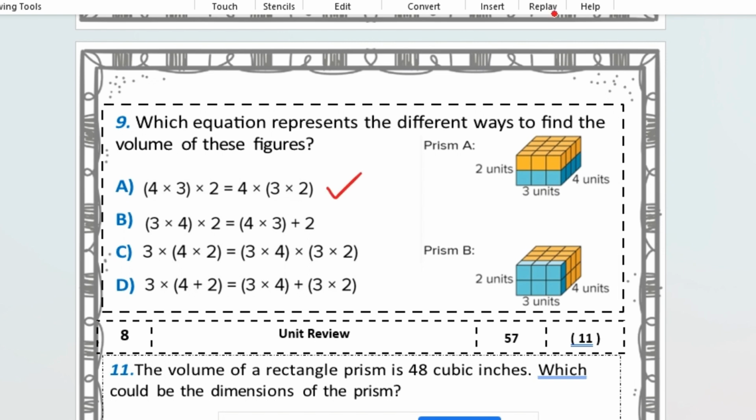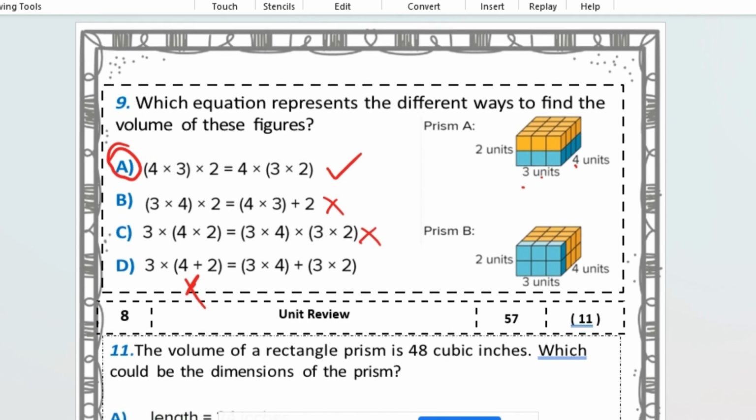Now 3 times 4 times 2, which is equal to 4 times 3 plus 2. This one is incorrect. 3 times 4 times 2 equals 3 times 4 times 3 times 2, which is also incorrect. The last one is 3 times 4 plus 2, this one is incorrect. So only the first one is correct. You either multiply 4 times 3 times 2 or 2 times 3 times 4. They are both the same.